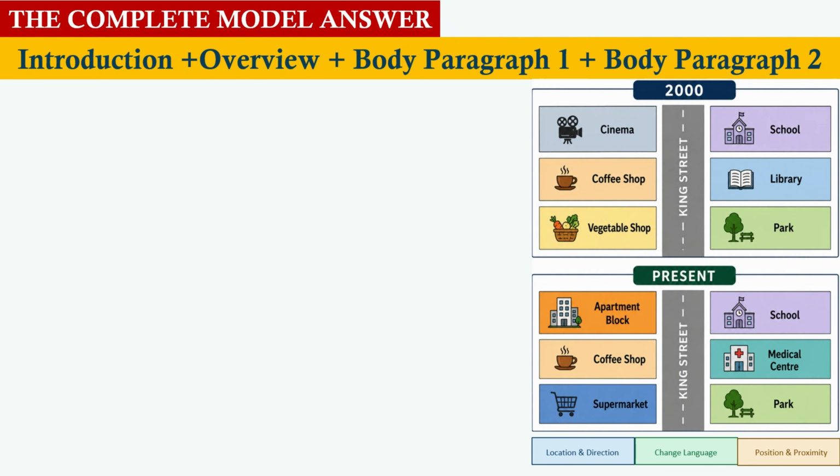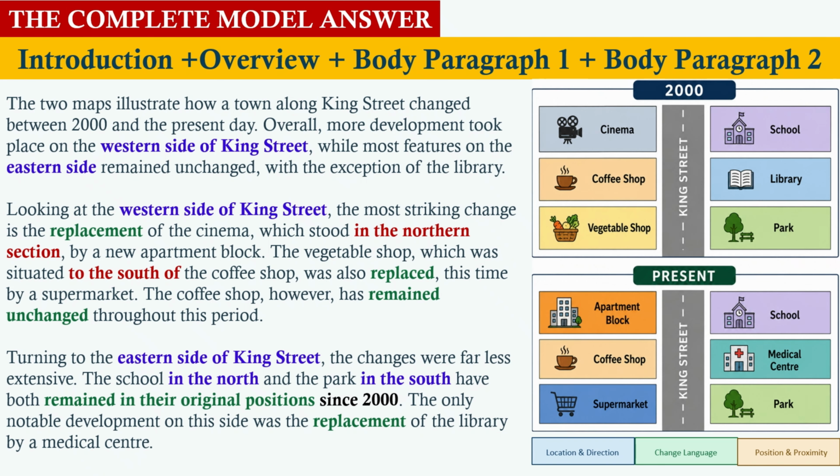Now let's put everything together. Here is the complete response: the introduction and overview, body paragraph 1 and body paragraph 2. Read it through and notice how the vocabulary from part 1 is working throughout. Blue highlights show location and direction language. Western side of King Street, in the north and in the south.